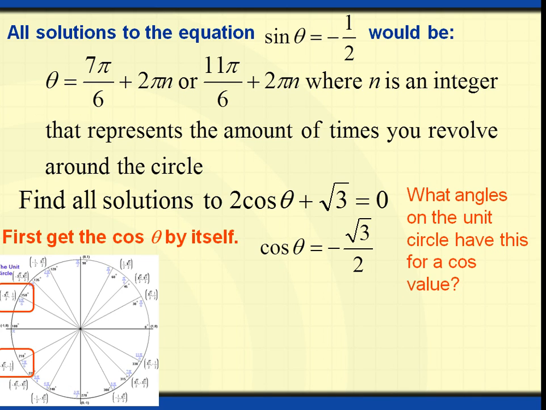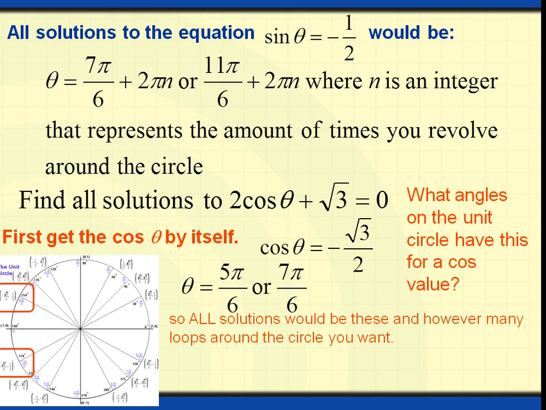However, when is the cosine negative? In quadrants 2 and 3. So that means my answer for this one would be 5 pi over 6 and 7 pi over 6. But because it's asking me for all the solutions, I need to add my 2 pi n to both of those answers.